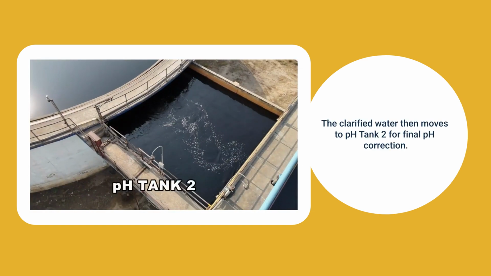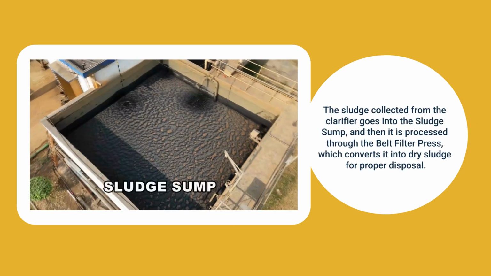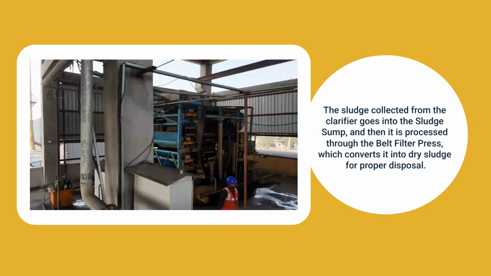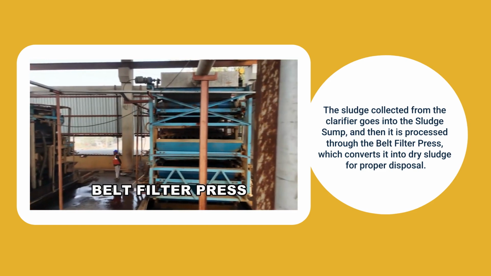The clarified water then moves to pH tank 2 for final pH correction. The sludge collected from the clarifier goes into the sludge sump, and then it is processed through the belt filter press, which converts it into dry sludge for proper disposal.